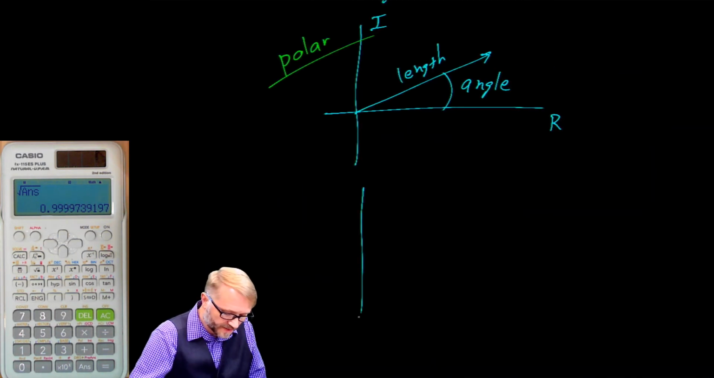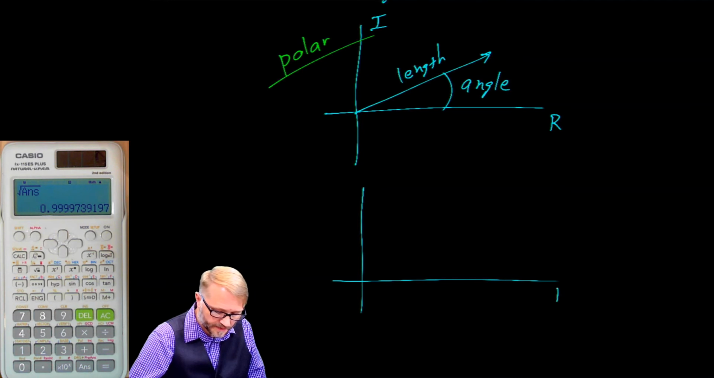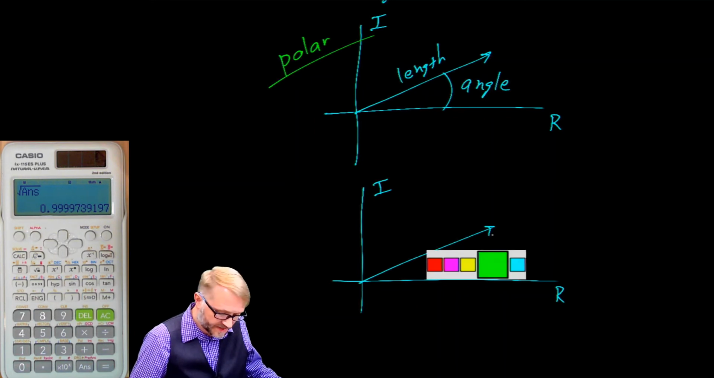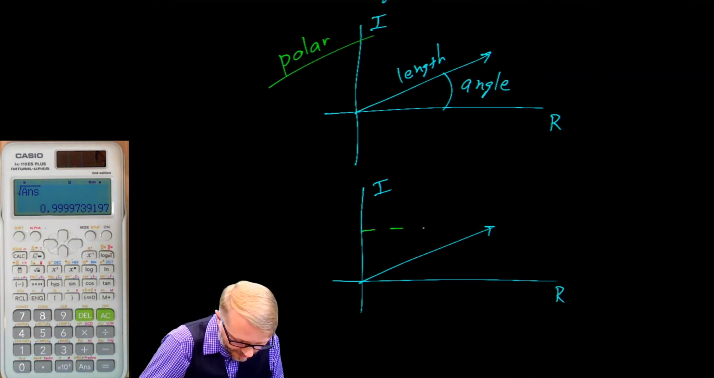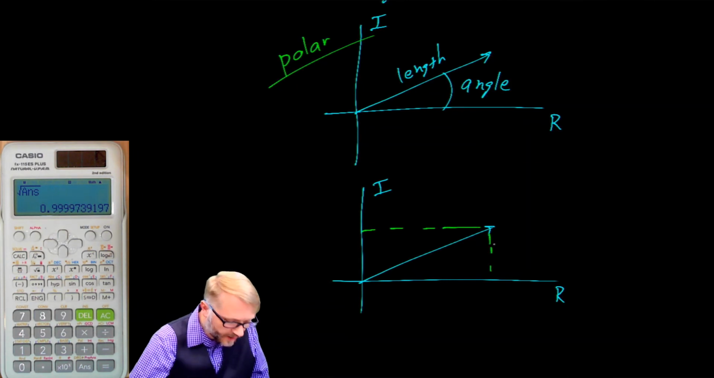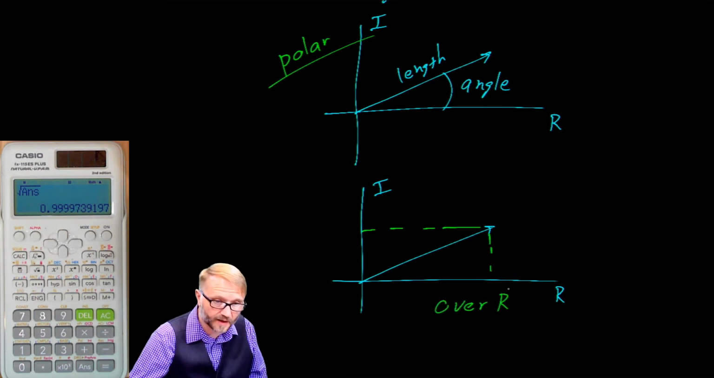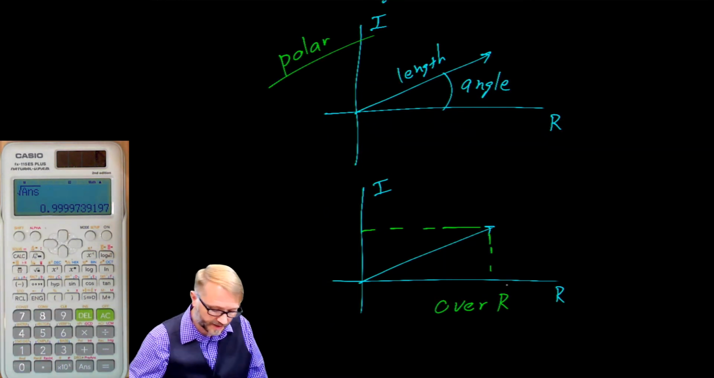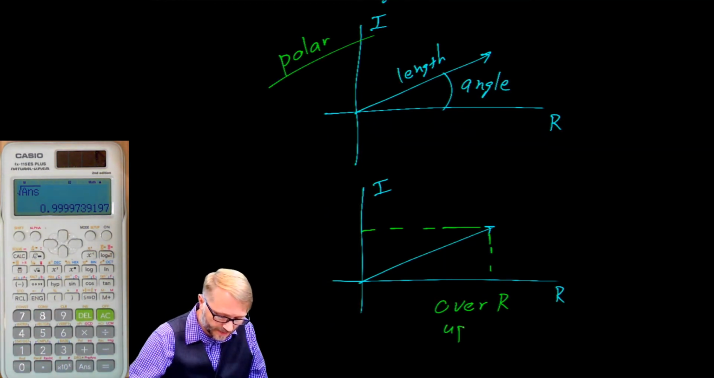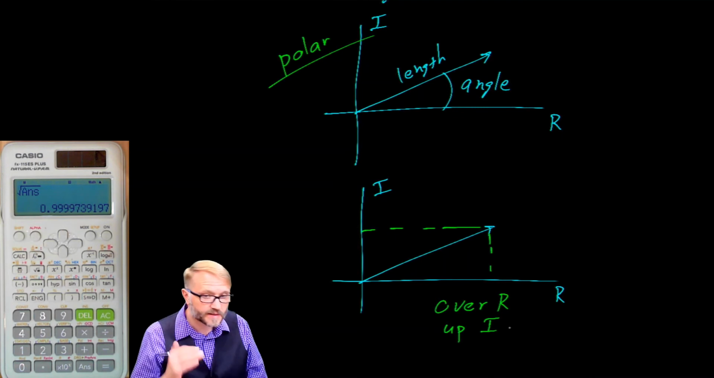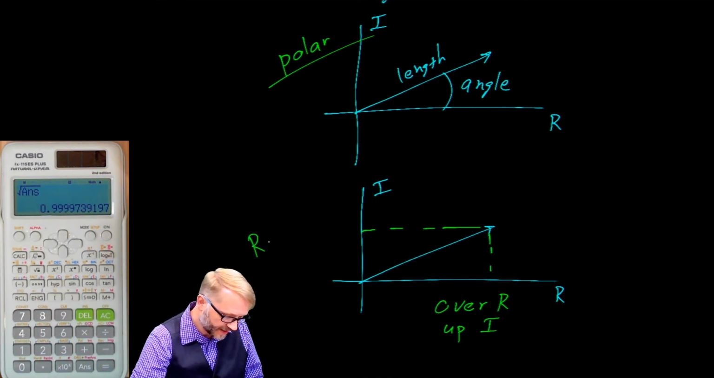The other form is called rectangular. Again, same axes, the real and the imaginary, same vector, except this time we're going to talk about where we are. So we could say over so far on the real axis, and then up by some imaginary piece. Again, we would call that rectangular.